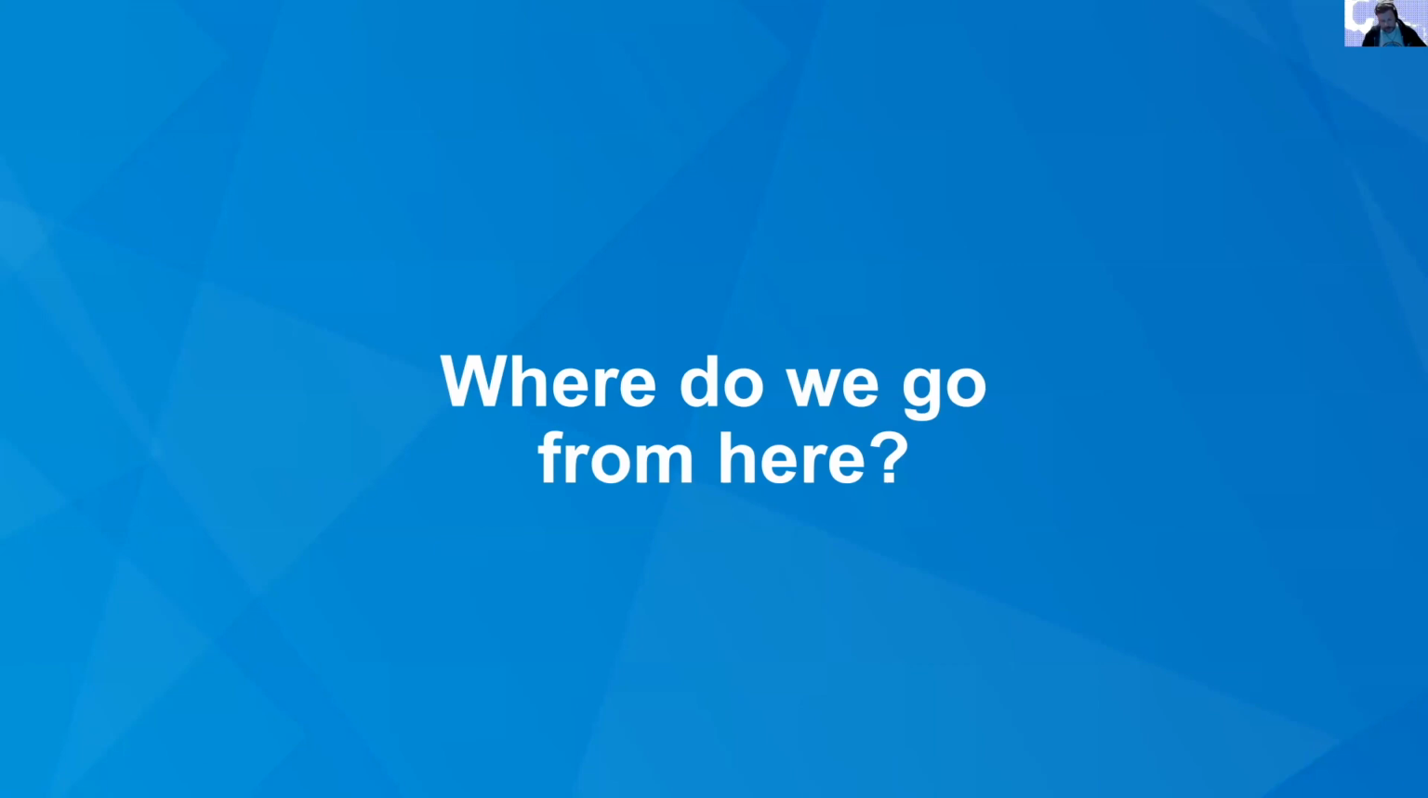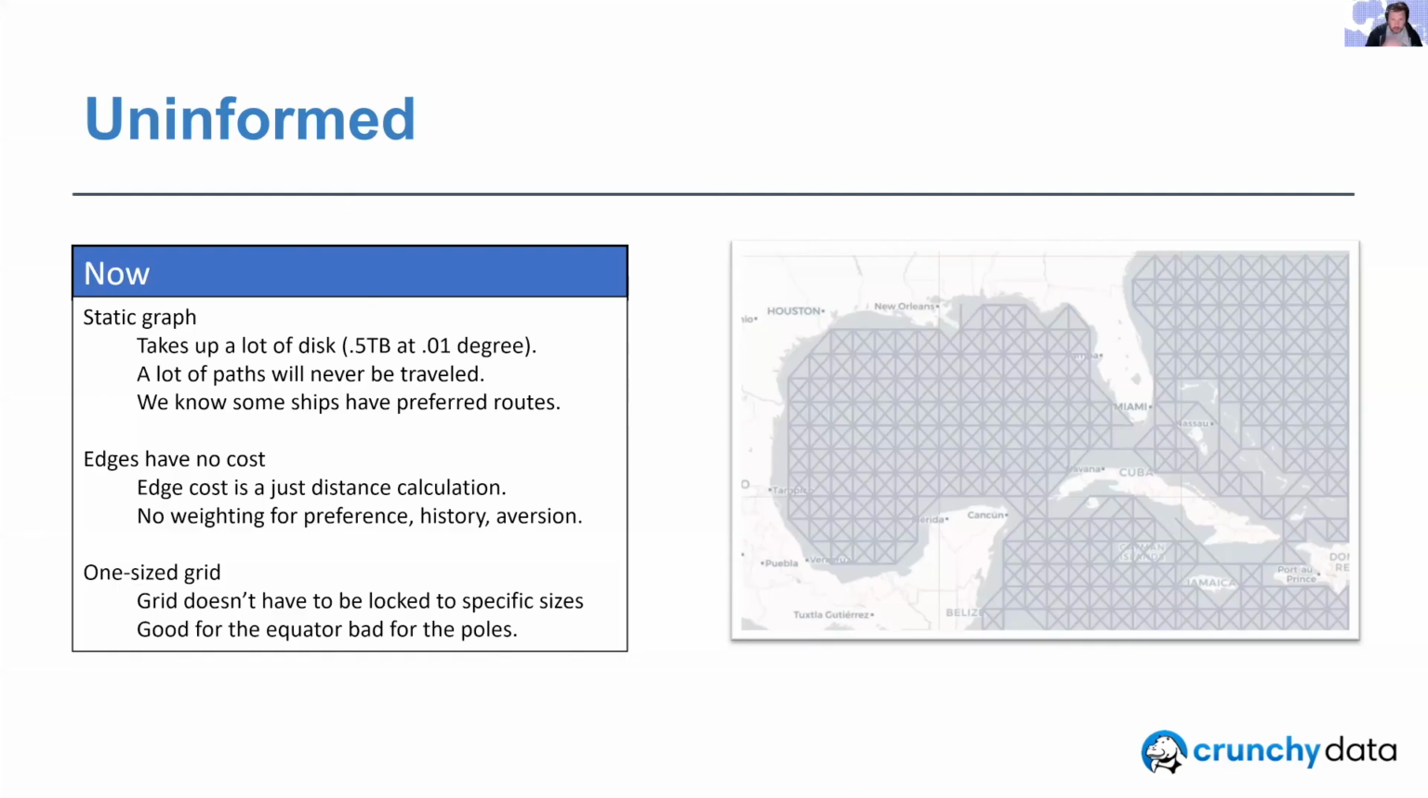So what's next? Those are the two things we've looked at. And from where we're standing, they're very uninformed. There's not a lot of that extra information that we talked about up in the beginning. So right now we have a static graph. It takes up a lot of disk space. At 0.01 degree, it's half a terabyte. That includes both of the indexes, there is no sequence, 2 indexes and the entire table. The entire table is 355 megabytes large.